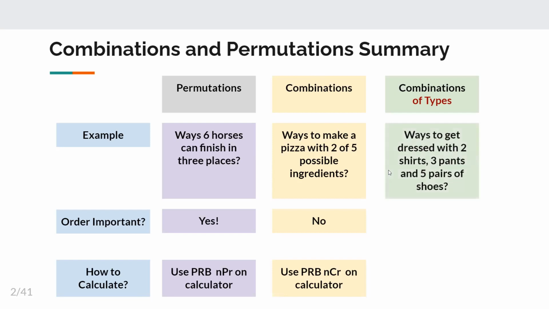Combination of types is a little bit different, and we're going to calculate it without the PRB key. An example would be ways to get dressed with 2 different shirts, 3 different pants, and 5 different pairs of shoes. The order isn't important. We're just selecting one of each of those kinds of items. And the way we're going to calculate that is to just multiply the counts together: 2 times 3 times 5. That's what makes a combination of types problem pretty easy. The calculation is very simple.